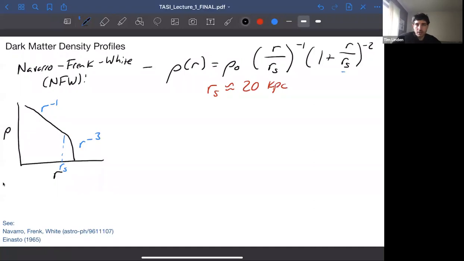There's something else you'll see in the literature, and you should be warned about. I'll call it the Generalized NFW Profile.